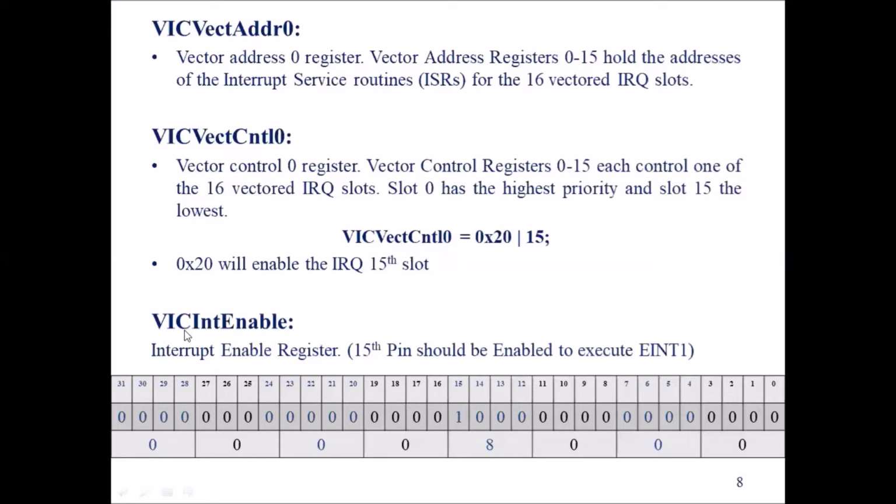So here, for the vector interrupt controller interrupt enable, I am assigning the register configuration as 0x followed by 4 zeros, 8000. This is the register configuration for the vector interrupt controller interrupt enable. This will basically enable the interrupt register. External interrupt 1 is associated with the 15th pin, so that's why I have written 1 across the 15th pin. The final register configuration after converting from binary to hexadecimal is 0x00008000.